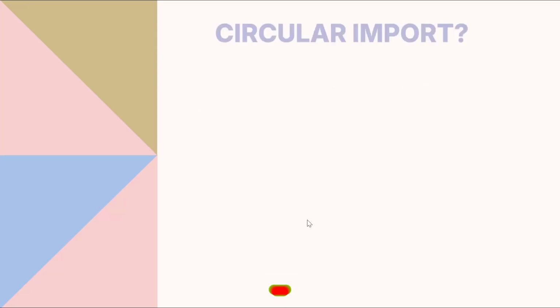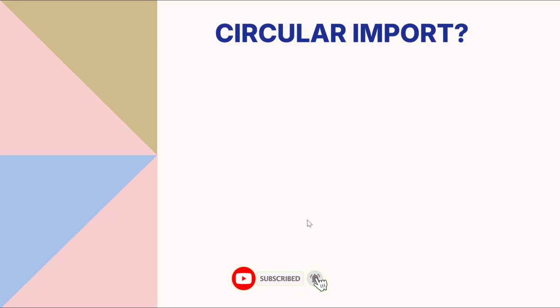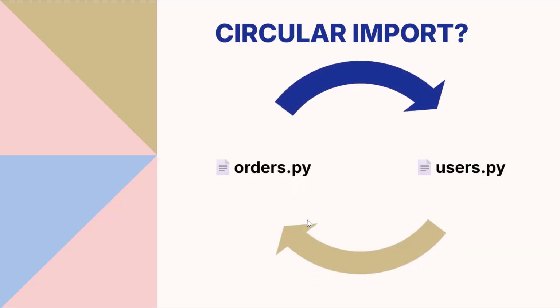Now what is this circular import? In simple terms, a circular import happens when two files depend upon each other. For example, you have this users.py file, and users.py is using some component from the orders.py file, and the same is the case with the orders.py file. Orders.py is also using some component, some function, some method from users.py. This creates a loop and Python gets confused because it doesn't know which file should load first. This leads to import error, or we can say circular import error.